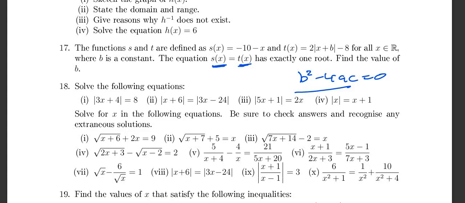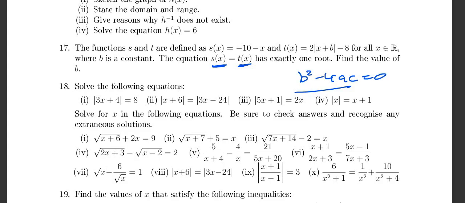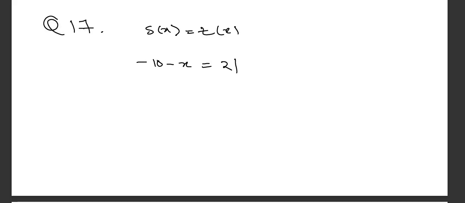So s of x is equal to t of x. So s of x is negative 10 minus x. Then this side, we're having a 2 modulus of x plus b, then there is a minus 8. So you equate them like this. Then we try to bring the 8 to the other side. This is going to give us negative 2 minus x is equal to 2 modulus of x plus b. You're okay up to this point, right? Yes, I'm okay up to this point.